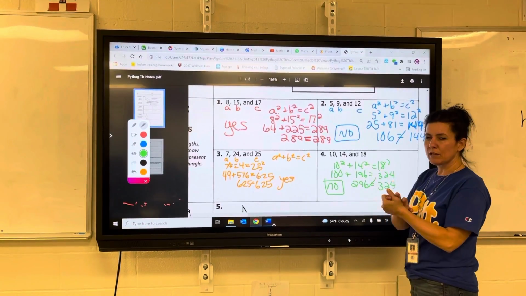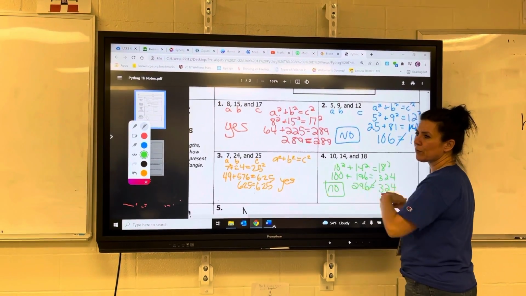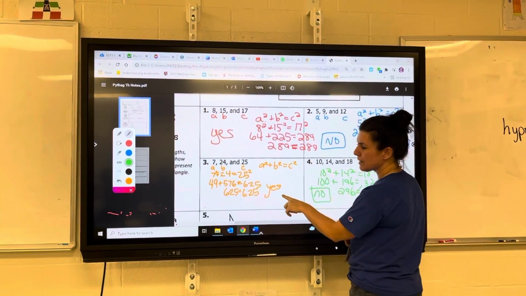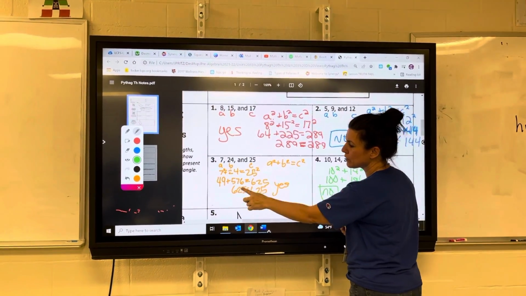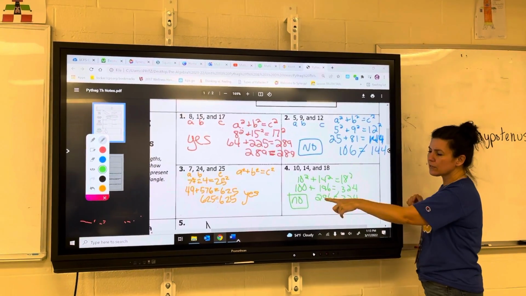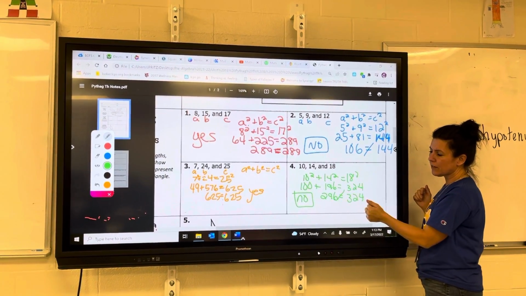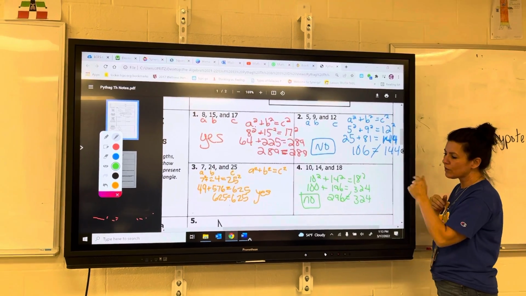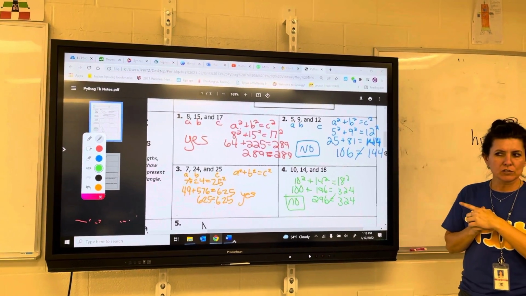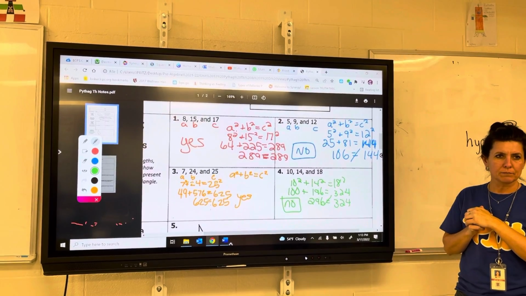So when we stopped the video a minute ago, I asked you to do number 3 and 4. Hopefully you had a chance to do that. Number 3 is a yes, it does form a right triangle because both sides are equal. Both sides are 625. Number 4 is a no because the left side is 296, the right is 324. They're not equal, which means it is not a right triangle. So any questions on this before I delete this and move on?